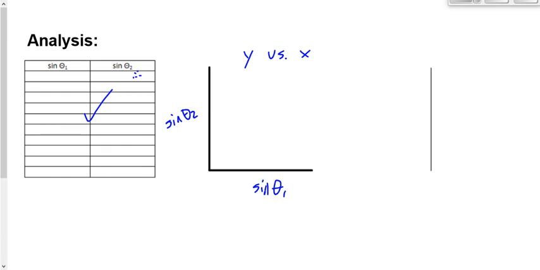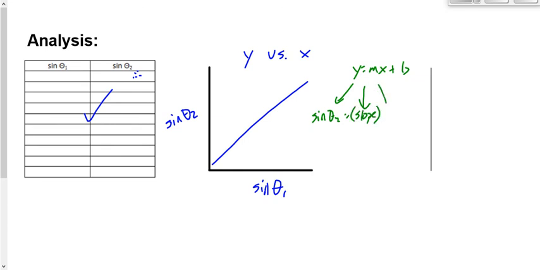This graph, when you go to plot it, will be a straight line. And it should theoretically go through the origin. How do we analyze it? Same way as we always do. Y equals mx plus b because it's a straight line. The y-axis is sine theta 2. M is the slope. X is sine theta 1. And b, the y-intercept, should theoretically be 0, or it'll be really close to 0, so that we can ignore its value.